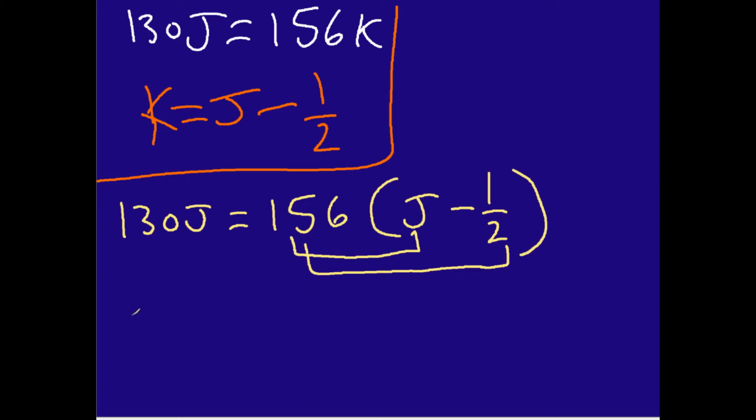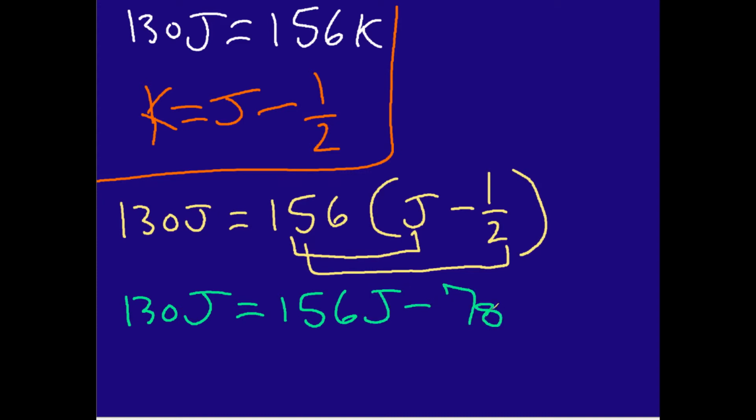We still have 130J equals 156J minus 78. That's what we have here. And so now it's just a basic equation. We're going to move this to the next slide, and I'll rewrite that for you. We have 130J equals 156J minus 78. And now this is just a basic equation.